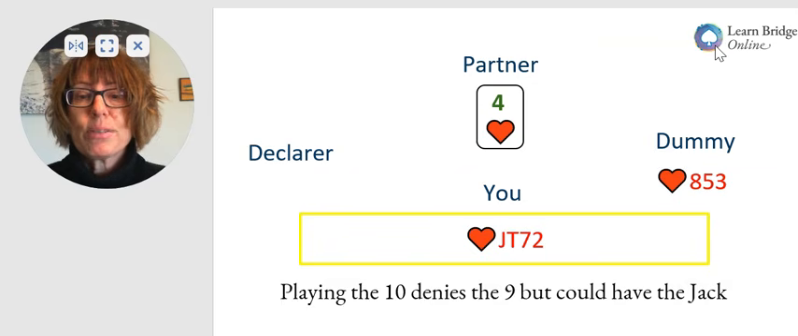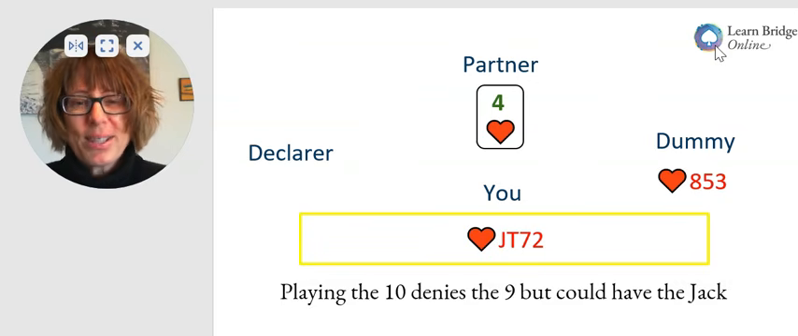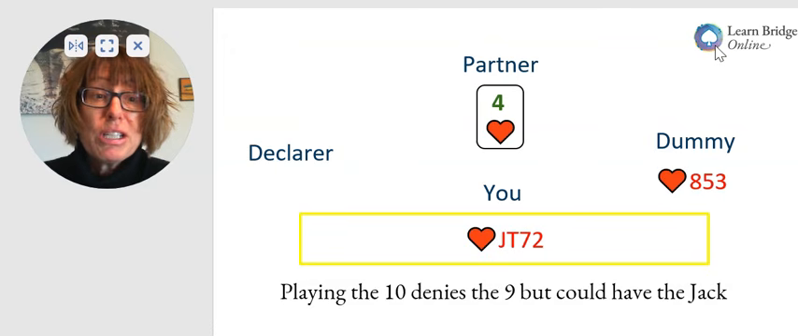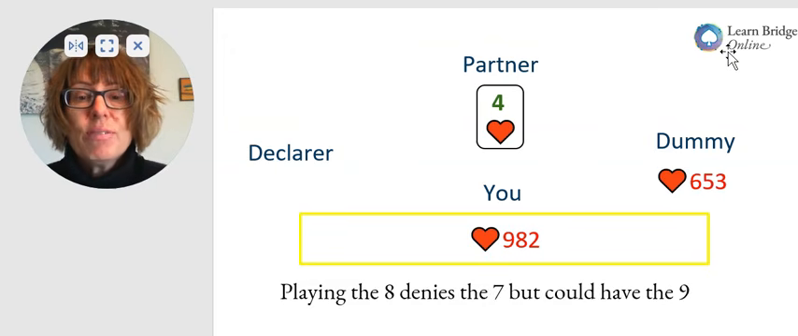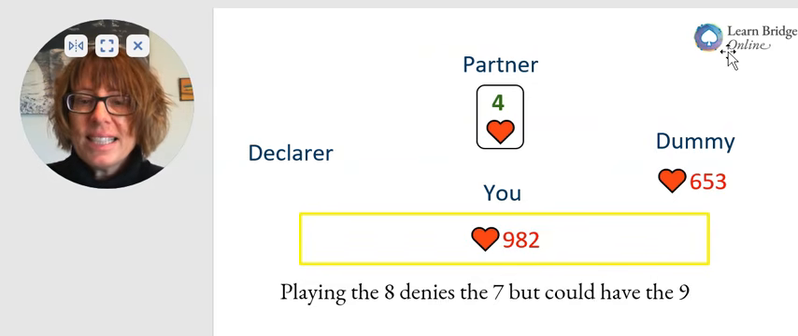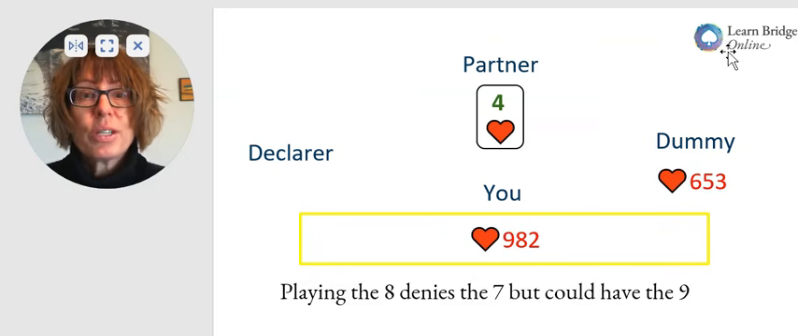Here's another one. Partner leads the 4 of hearts, and there are some small cards in dummy, and I'm holding jack, 10, 7, 2. I am always and consistently going to play the 10 in this situation. Playing the 10 denies the 9, but it could have the jack. And even when you've got just little cards, we're still going to do this consistently. Partner leads the 4. There are little cards in dummy, and I've just got the 9, the 8, and the 2. I'm going to always play the 8 in this situation. The 8 denies the 7, but it could have the 9. That's one way of giving partner consistent and reliable information.